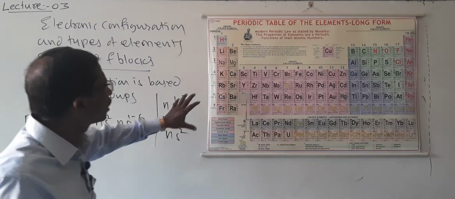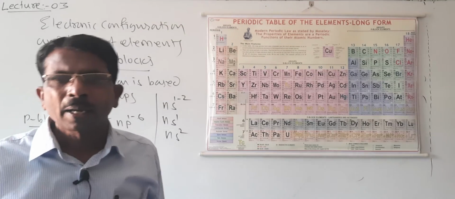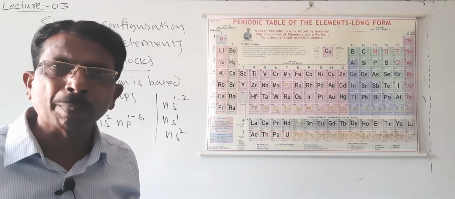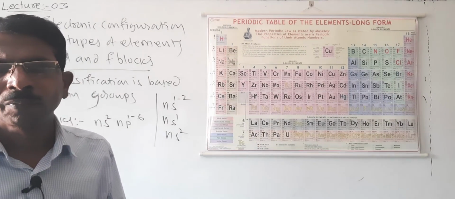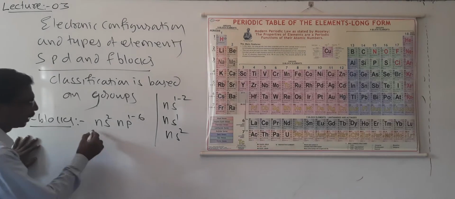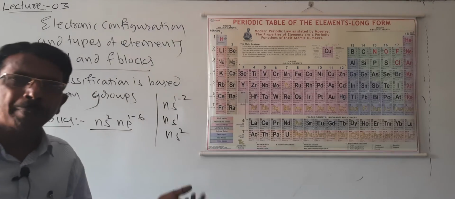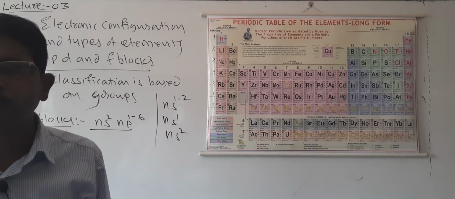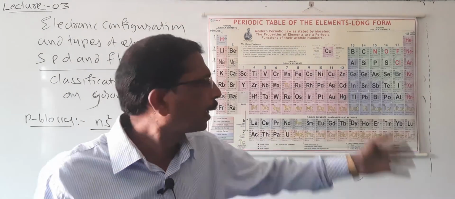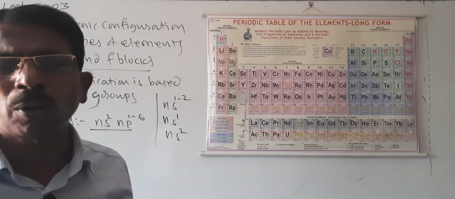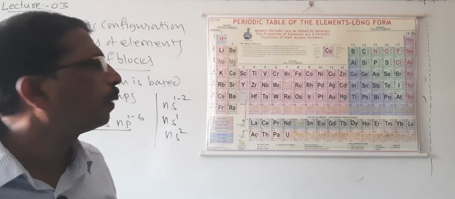In S block elements, these are highly reactive and have low ionization enthalpy. The electron can be easily removed and they form ions very easily. In P block elements, the general electronic configuration is ns2 np1 to 6, where 1 to 6 means it may be 1, 2, 3 up to 6. These P block elements are mostly electronegative elements. Halogens gain 1 electron, and the 16th group elements gain 2 electrons, like O2-, F-.